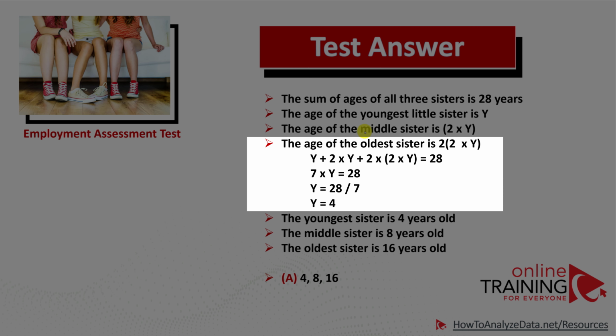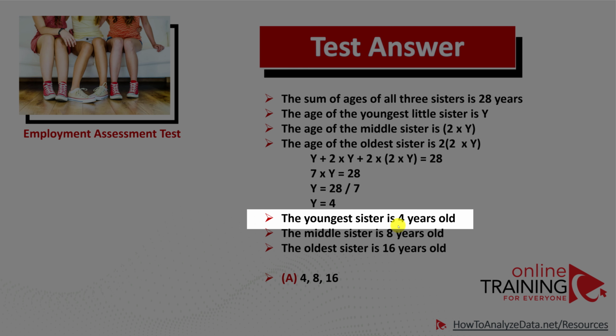And the age of the oldest sister would be 4 multiplied by y, which is 2 by 2 by y. So the total formula to get to 28 would be y plus 2y plus 4y equals 28. So 7 multiplied by y equals 28. And y can be calculated as 28 divided by 7, and y would be equal to 4. So the youngest sister is 4 years old.